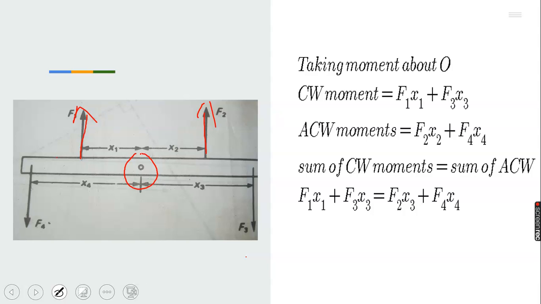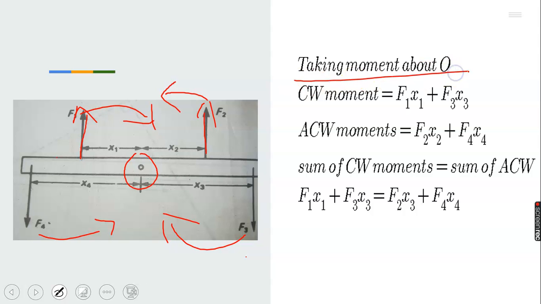Now, when we take it about point O, that is the middle of the meter rule, we try to identify all our clockwise and anti-clockwise moments. You can see, taking moments about O, we have F1 and F3 as clockwise moments, while F2 and F4 are anti-clockwise moments. This one started the movement, and this one continued from here again to give our anti-clockwise movement.